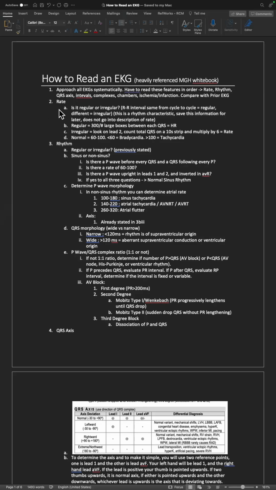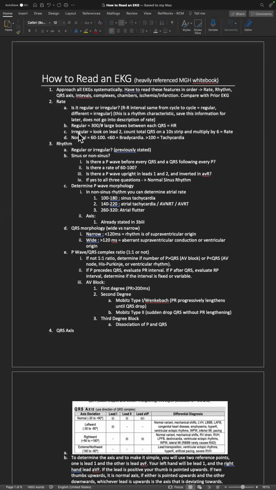So let's talk about rate. The first thing you determine is whether it is regular or irregular. The way you determine this is you look at the RR interval, the length of time between each R wave in the QRS complex from cycle to cycle. If it's the same, then it's regular. If it's different, then it's irregular. And this is actually a rhythm characteristic, I'm just telling you this so that you can calculate the rate. If it's a regular rhythm, you divide 300 by the number of large boxes between each QRS, and that gives you the heart rate.